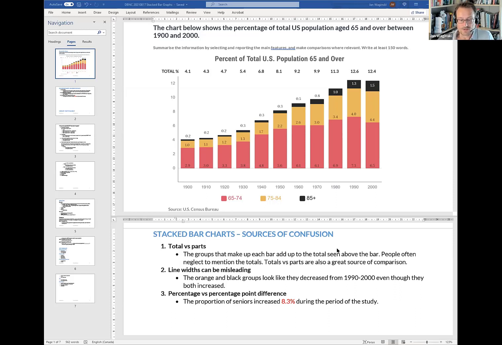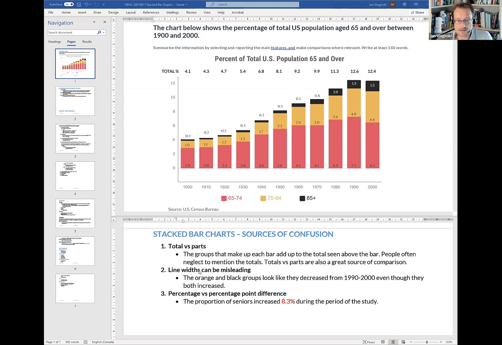Now, there are generally 3 elements that cause confusion in this kind of bar graph. Very often people neglect to mention the totals. They just forget them. So you really have to look very carefully at every aspect of the graph. The totals also make for a great comparison between the breakdown and the total. But we'll go into that a little bit later. This is important because we don't want to just describe the graph. We have to make some kind of meaningful comparisons. We'll go into that in just a bit.